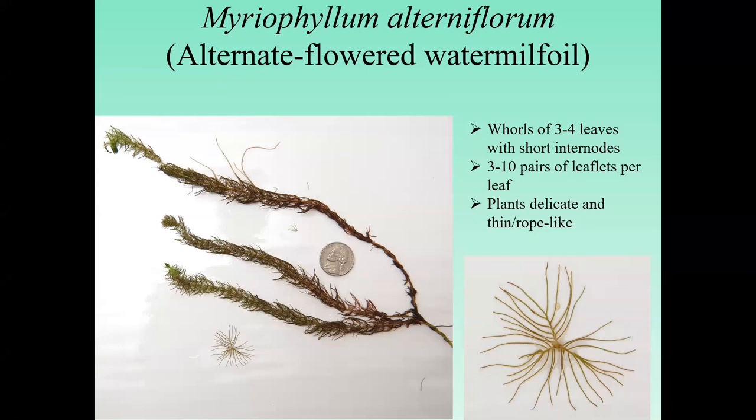So it looks kind of like a thick, narrow diameter rope going through the water that's often very bright green. The leaves tend to be in whorls of 3, with 3 to 10 pairs of leaflets on each leaf. And it's called alternate flowered water milfoil because the flower spikes are emergent like many of the other species, but instead of the flowers being in whorls, they are alternate along the flower spike. So there's a flower on the left side of the spike, and then there's a flower on the right side, left side, right side, and they alternate their way up.